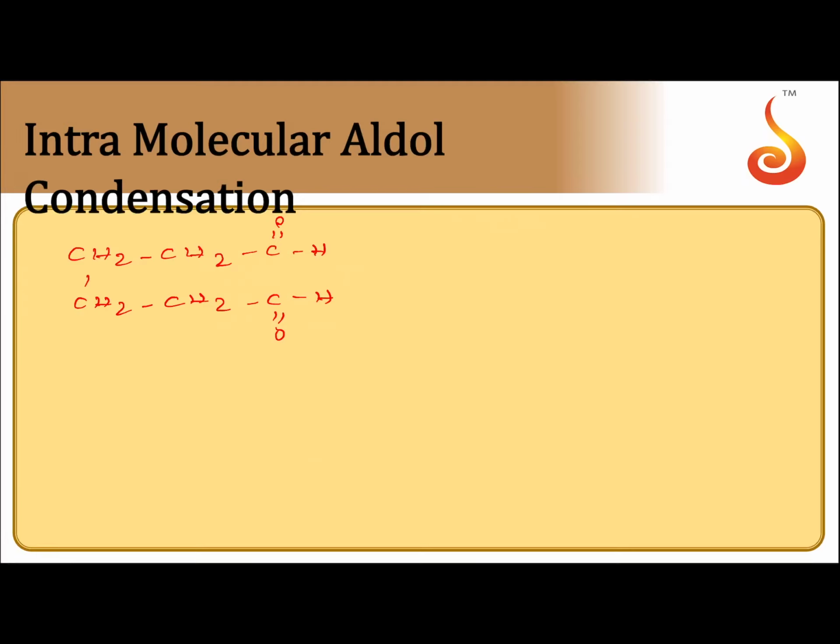This is hexane 1,6 dial. 1, 2, 3, 4, 5, 6. Hexane 1,6 dial. So when this compound is treated with dilute sodium hydroxide, the base abstracts alpha hydrogen atom. Let us suppose from this carbon atom alpha hydrogen atom is lost. So what will I get?